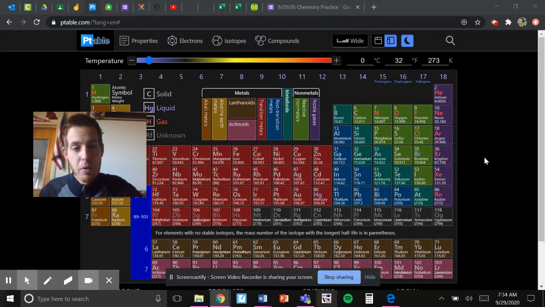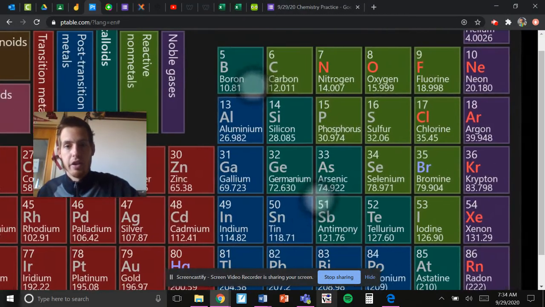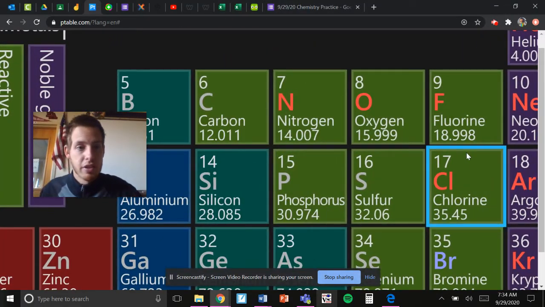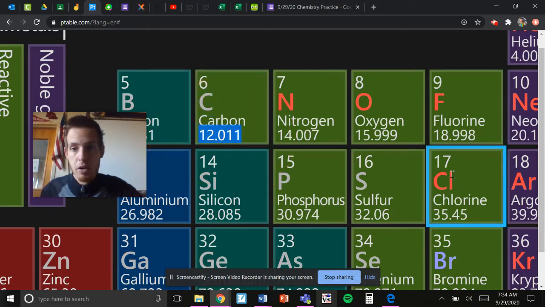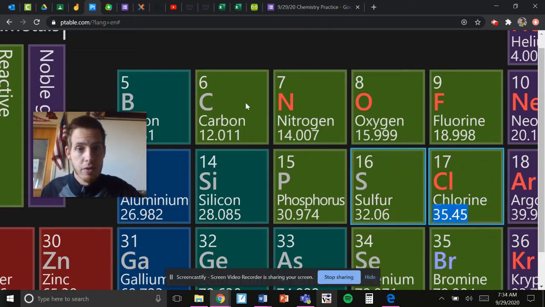Morning. Today I want to spend just a little bit of time talking about atom notation and how you're going to be able to get a lot of information from it. There are three main atom notations, and one of them is set up on the periodic table. As you can see here, carbon is element number 6. It has a symbol C, and it has an atomic mass of 12.011. Chlorine is 17, Cl, and 35.45.